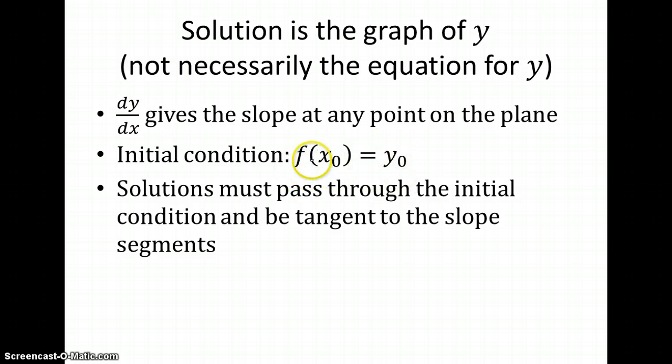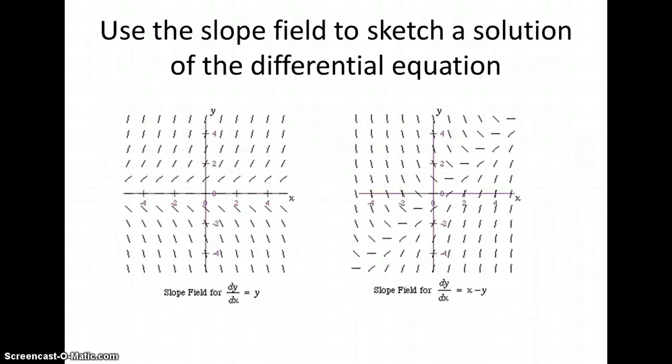Given an initial condition, you may or may not have that information, and we'll talk about that tomorrow in class. If you are given an initial condition, solutions must pass through that point and be tangent to each of the little slope segments. Now we will practice this in class.